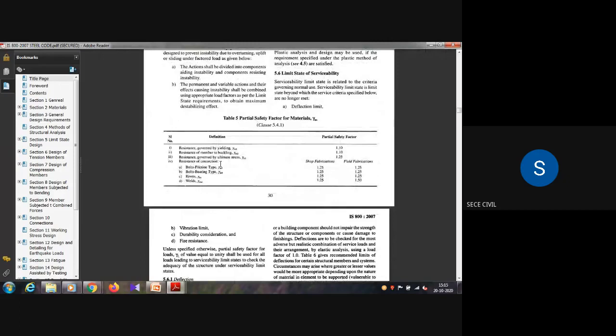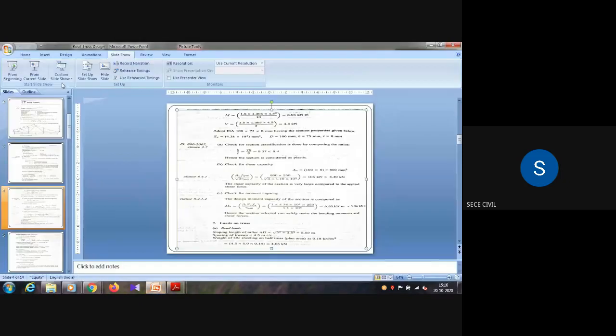It has the partial safety factors. For resistance governed by yielding, gamma m0 is equal to 1.1. Resistance of member to buckling is also 1.1. Resistance governed by ultimate stress, the partial safety factor gamma m1 is equal to 1.25. Here we are taking gamma m0 as 1.1. So Av is the shear area. Shear occurs at the web portion only.